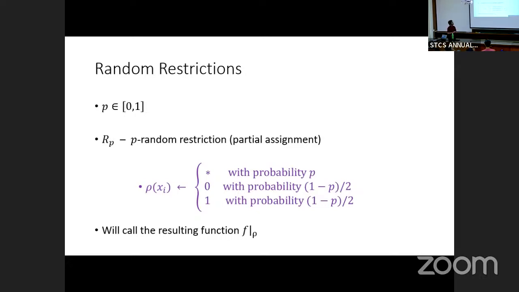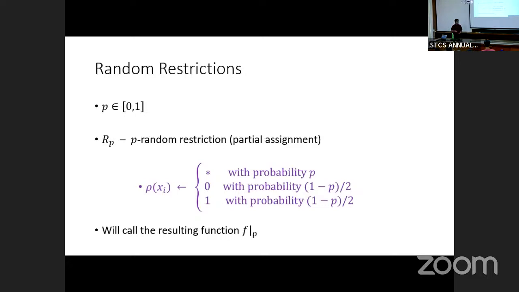You take some p between 0 and 1, p for probability. And for each variable, x1 to xn, you independently do the following. With probability p, you do nothing. You leave it as star. With probability 1 minus p, you do the other thing, which is with equal probability half and half, you set it to 0 or set it to 1. So for each variable, with probability p, leave it. With probability (1 minus p)/2, set it to 1. With probability (1 minus p)/2, set it to 0.